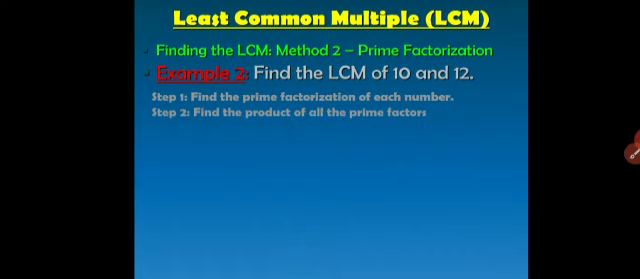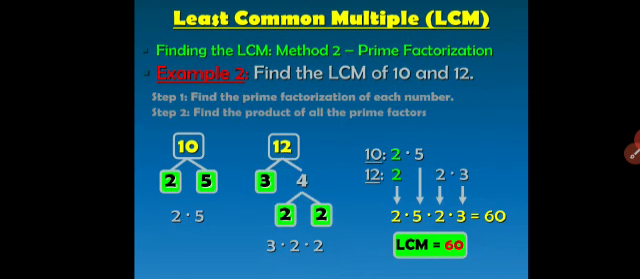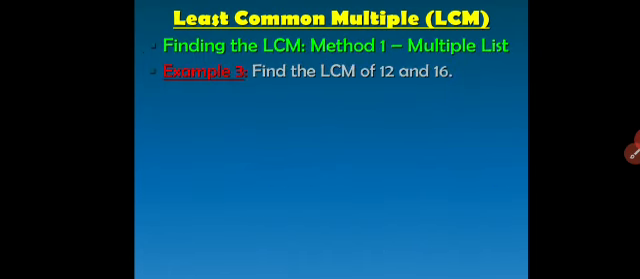Find the LCM of 10 and 12, method 2. All the prime factors, common ones and uncommon ones: the common one we write once and the uncommon ones we also write once. So we will multiply the numbers and we get the LCM of 10 and 12. Find the prime factorization, you have to do with these two methods.